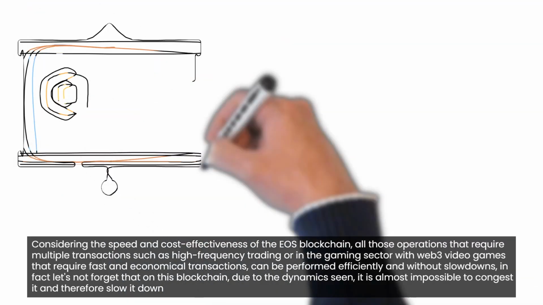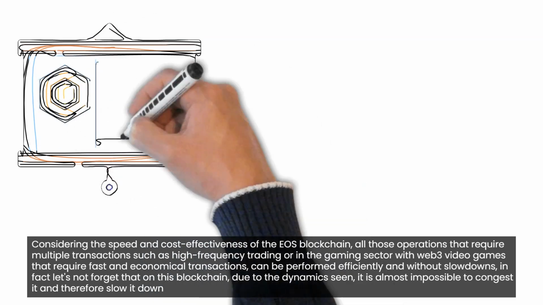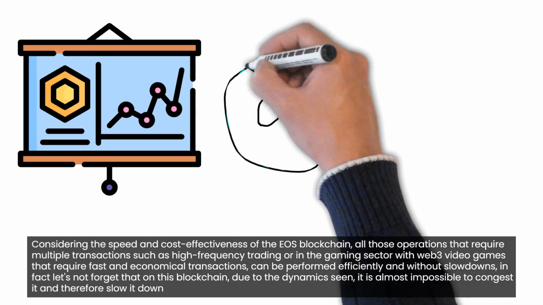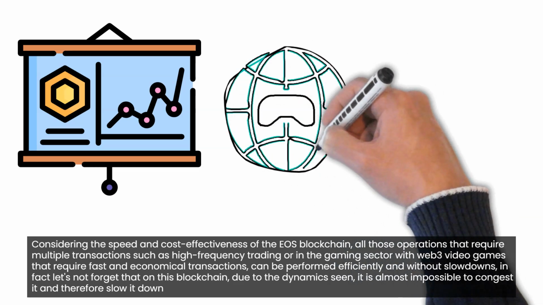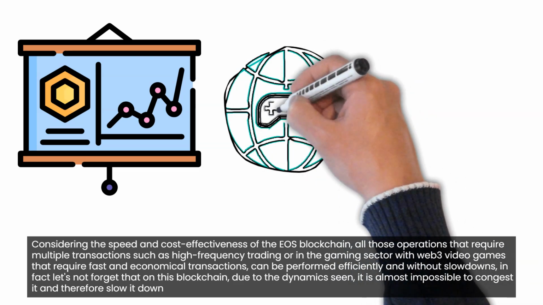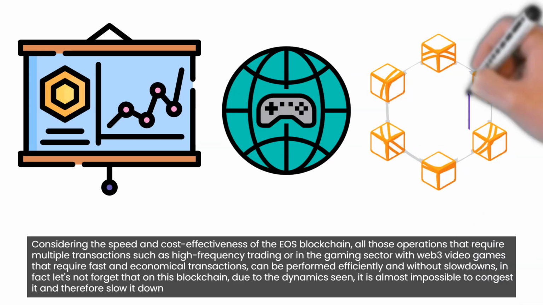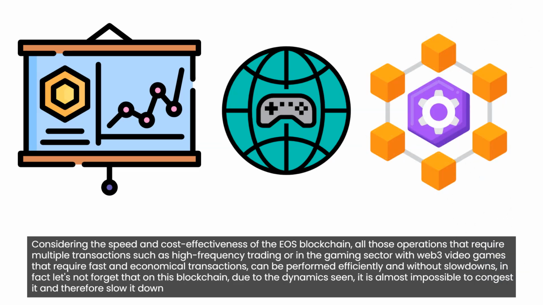Considering the speed and cost-effectiveness of the EOS blockchain, all those operations that require multiple transactions, such as high-frequency trading or the gaming sector with Web3 video games that require fast and economical transactions, can be performed efficiently and without slowdowns. In fact, let's not forget that on this blockchain, due to the dynamic resource model, it is almost impossible to congest it and therefore slow it down.